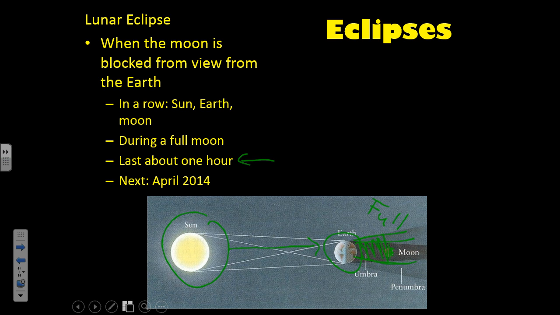Now, we don't have them all the time. You would expect, well, if we have a full moon once a month, then we would have an eclipse once a month, but we obviously don't. And the reason why is that the moon doesn't orbit in the same plane as the Earth does. The moon is actually tilted about 5 degrees, and that means sometimes the moon's up here, and sometimes it's down here during a full moon, which means the Earth's shadow misses it, and we end up not having a lunar eclipse.